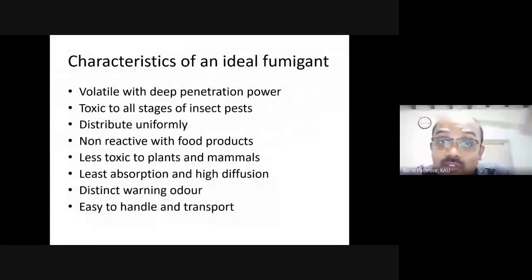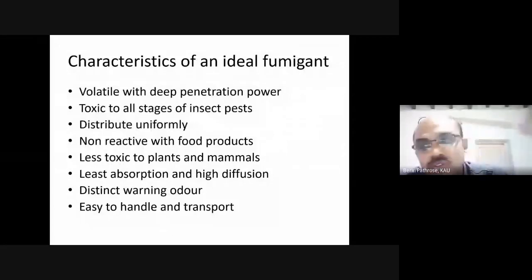So whatever the fumigant, it should be volatile. It should have very good penetrating power, and it should be toxic to all stages of the insect pest. Most of the fumigants possess that character. They are toxic to insect pests at almost all stages. There is no stage specificity.